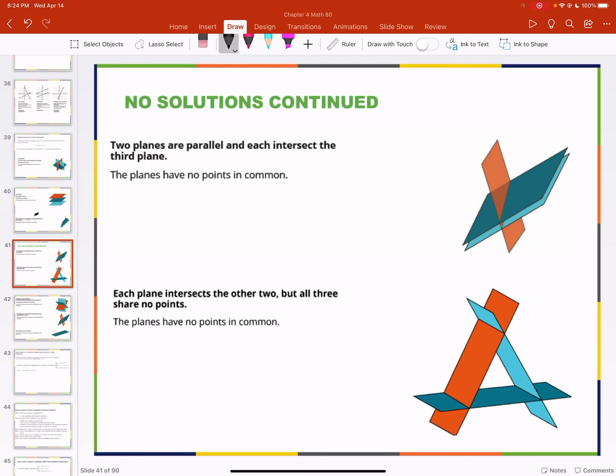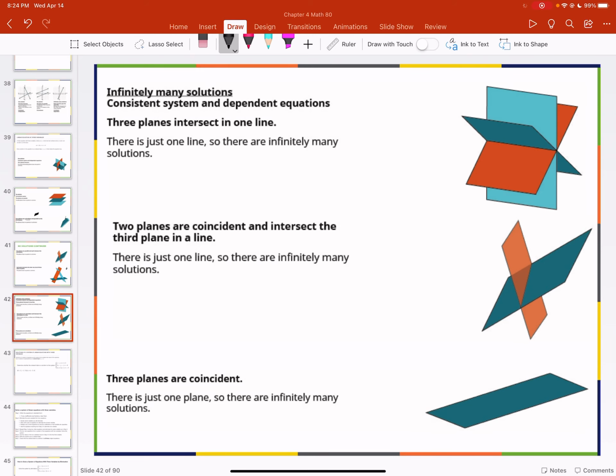Here you have 2 planes that are parallel and they each intersect the 3rd plane. Now 2 of the planes have points in common, but all 3 do not meet in the same place. So that's no solution. Another case of no solution is where each plane intersects the other 2, but they don't share any points. And that's this really cool little image here.